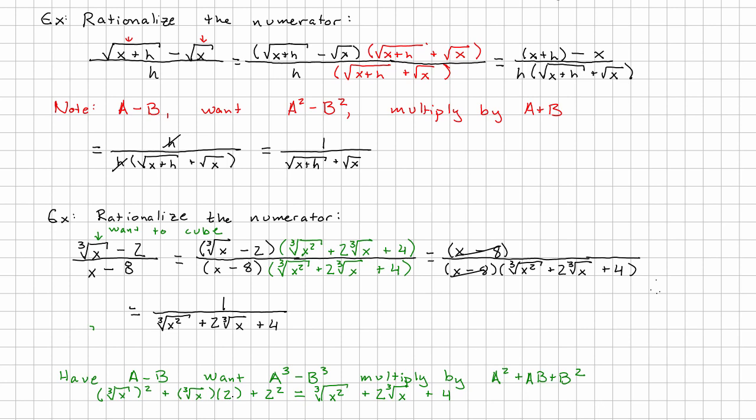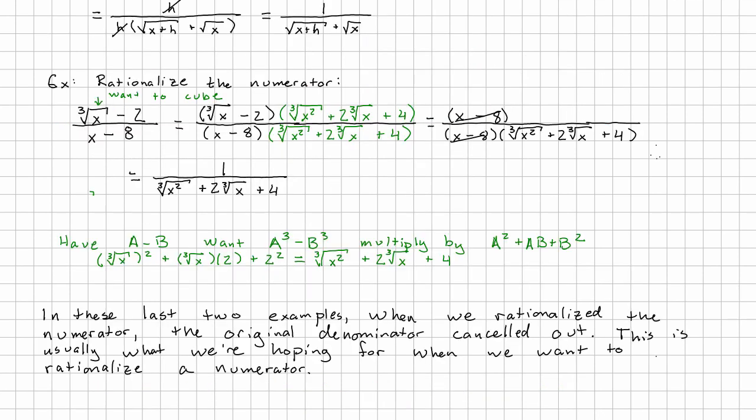Notice what's happening here. In these last two examples, our original denominator happened to cancel out. And that's usually what we're hoping for when we go to rationalize a numerator. We're hoping for a situation where the original denominator will cancel out. This is one of those things that comes up very, very rarely, but we need to be aware that it's a thing when it does come up.